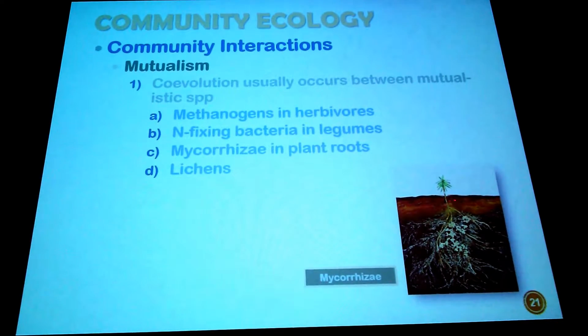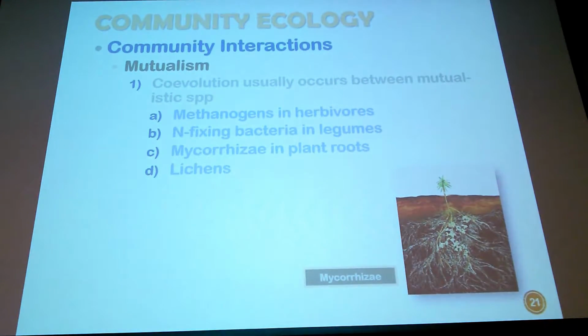Mycorrhizae in plant roots. You can see the yellower plant roots coming down, a few strands here, and all these extensions coming off. These are the mycorrhizae. We talked about those when we talked about fungi. And then lichens, and I hope you remembered lichens. I'm probably never going to ask you about it again.